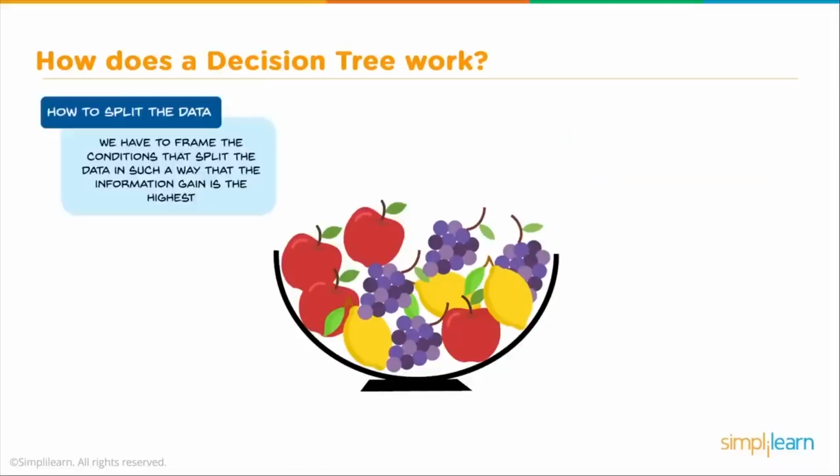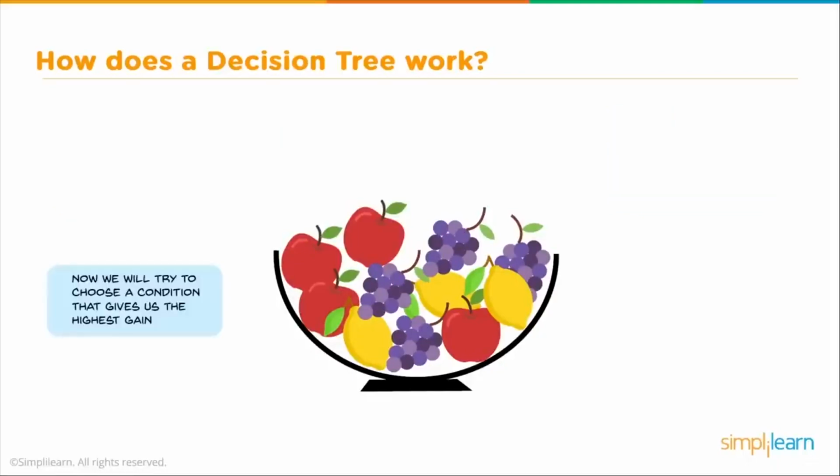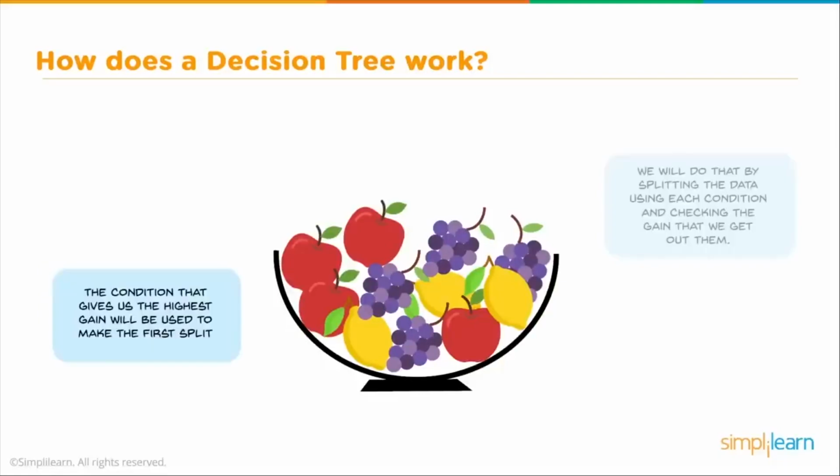We have to frame the conditions to split the data in such a way that the information gain is the highest. And it's very key to note that we're looking for the best gain. We don't want to just start sorting out the smallest piece in there. We want to split it the biggest way we can. And so we measure this decrease in entropy after splitting. Now we'll try to choose a condition that gives us the highest gain. We will do that by splitting the data using each condition and checking the gain that we get out of them. The condition that gives us the highest gain will be used to make the first split.